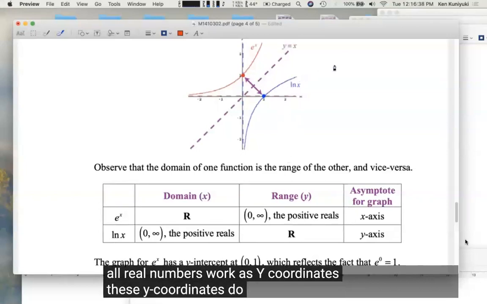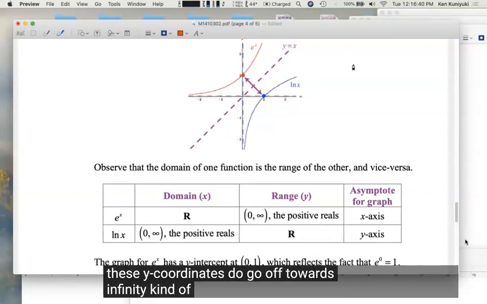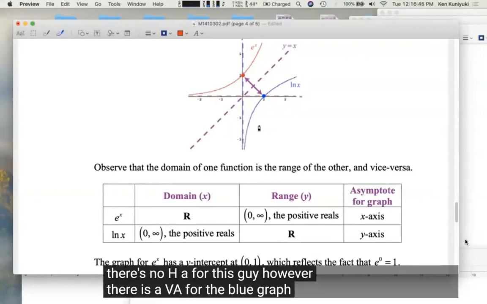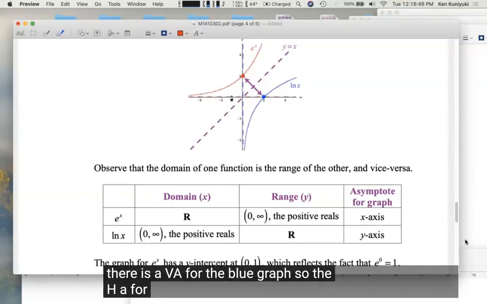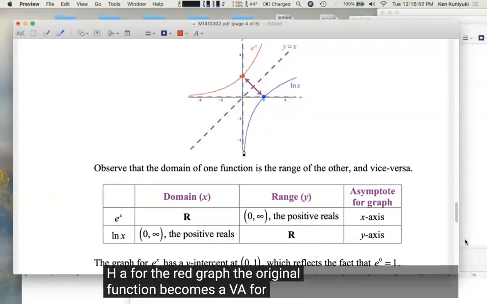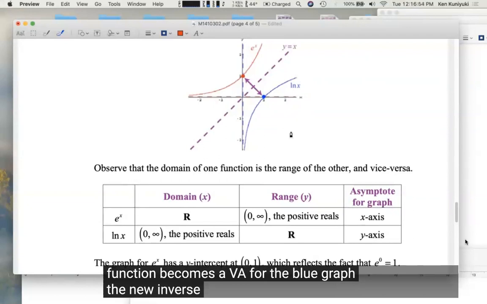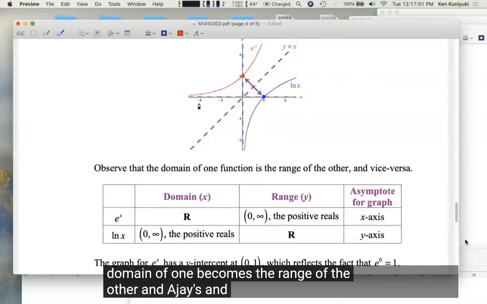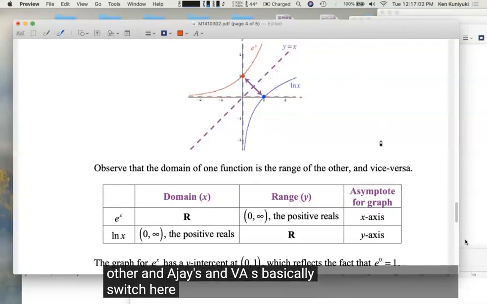These y coordinates do go off towards infinity, kind of like square root. There's no HA for this guy. However, there is a VA for the blue graph. So the HA for the red graph, the original function, becomes a VA for the blue graph, the new inverse function. Remember, the domain of one becomes the range of the other, and HAs and VAs basically switch here.